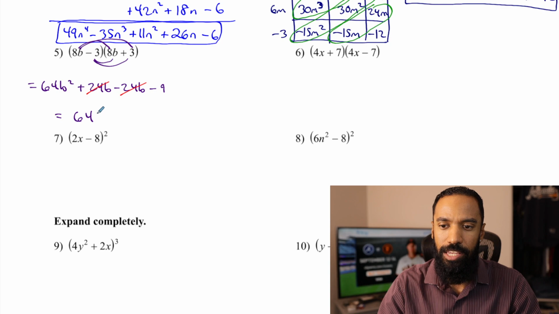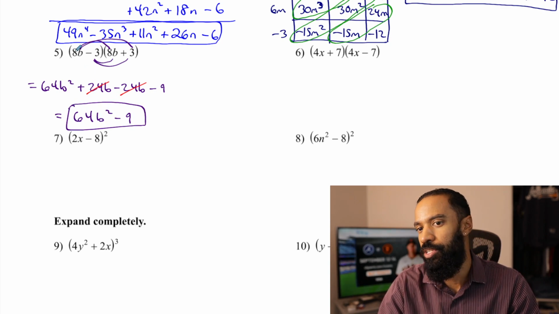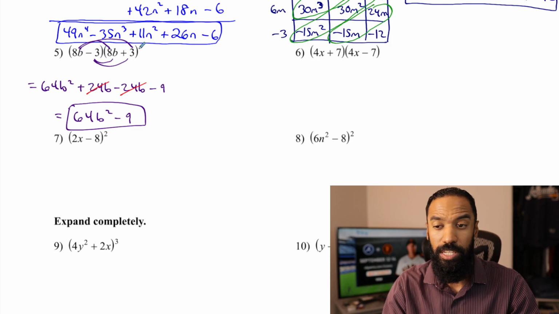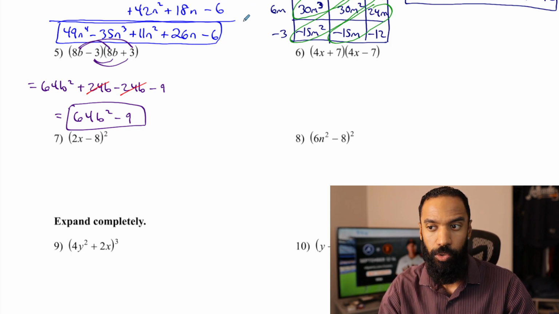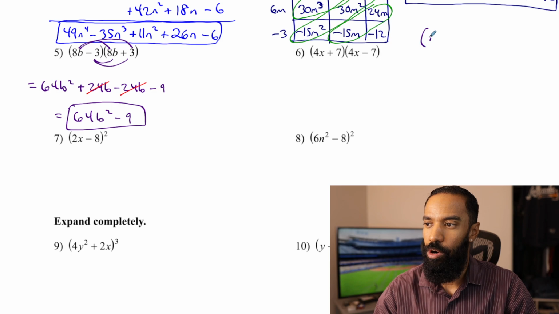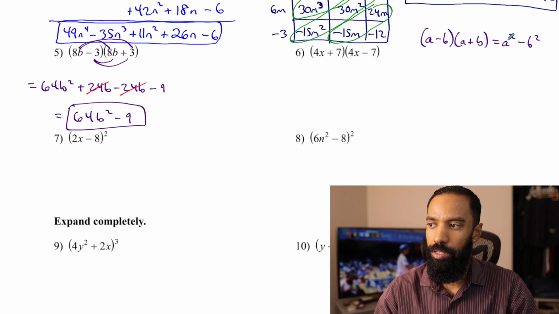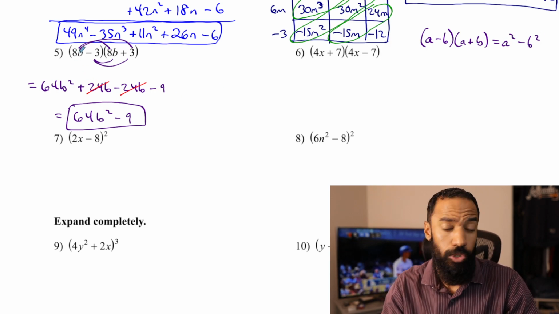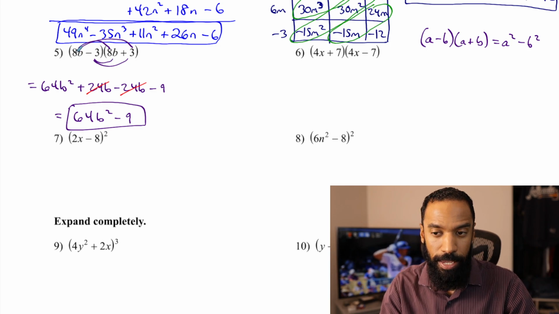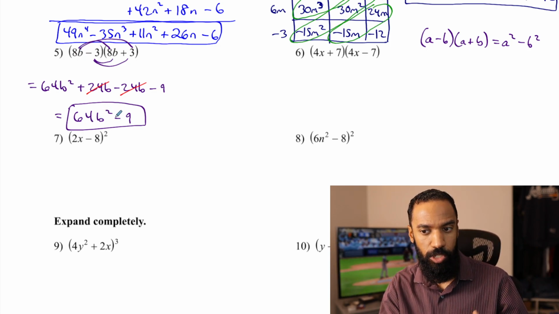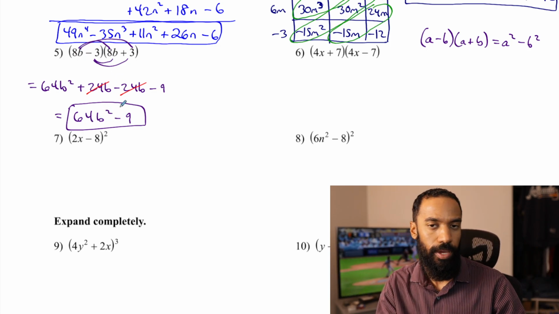This was a special case because those middle terms will cancel each time that you have these conjugate pairs, a plus b times a minus b. That is a difference of two squares. In the difference of two squares format, a minus b times a plus b equals a squared minus b squared. So what I could have done instead was said, and I'll do it on the next one, I square 8b, square the 8, square the b, get 64b squared, minus square the 3, you get 9.